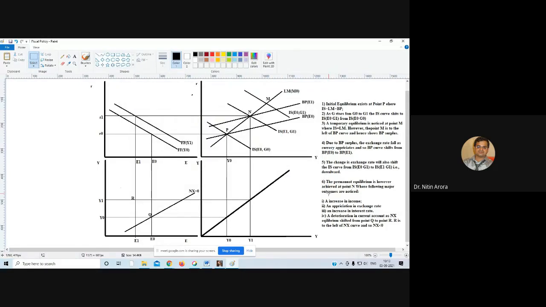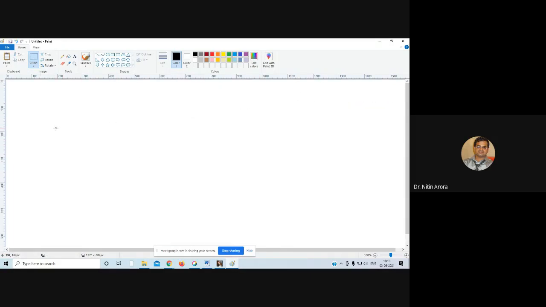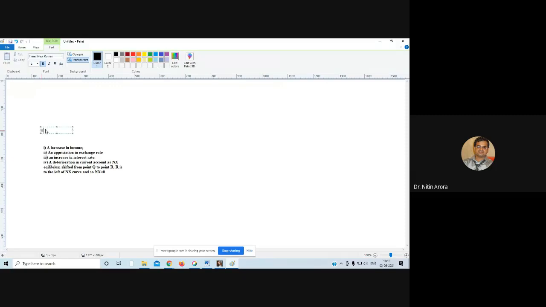I'm saving this diagram. Let us now compare the two outcomes. Yesterday we had discussed the four points of exercising monetary policy, fiscal policy outcomes.